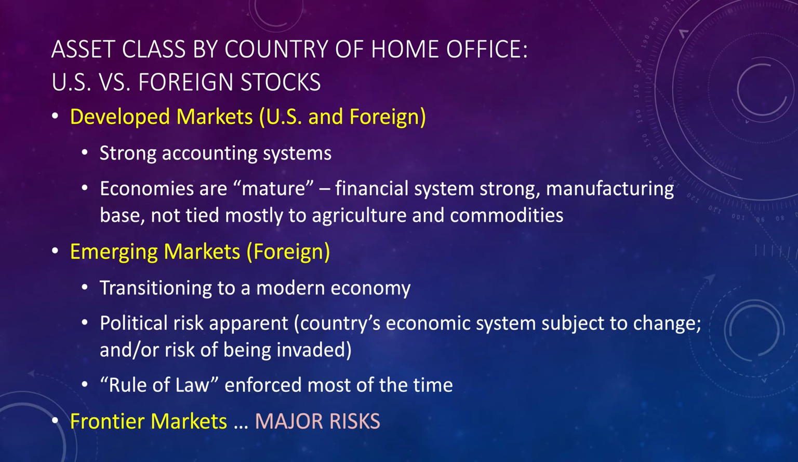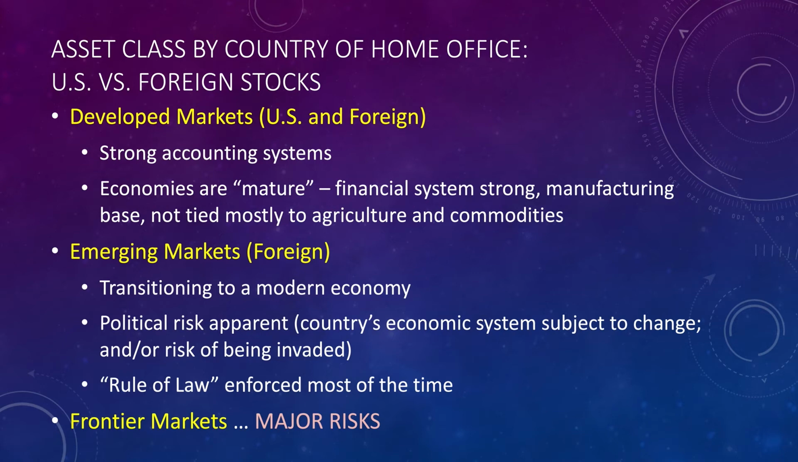Foreign developed markets are companies where they have strong accounting systems and their economies are basically mature. They have a strong financial system. They have a good manufacturing base. Their economy is not all just tied to agriculture or exporting oil or gas or minerals typically, or agricultural products. Right? So they have kind of a mature economy. They also have good, strong political stability.